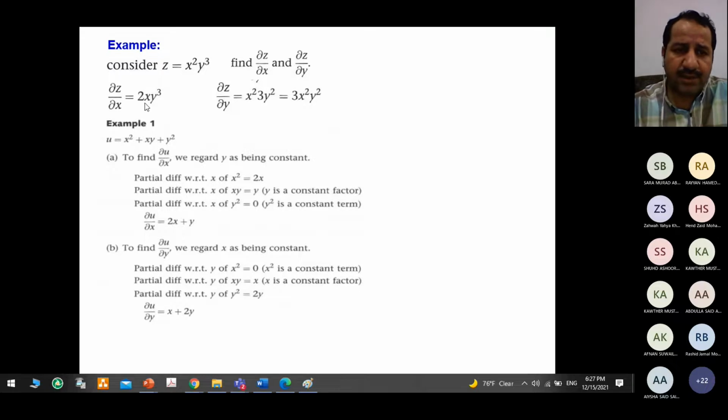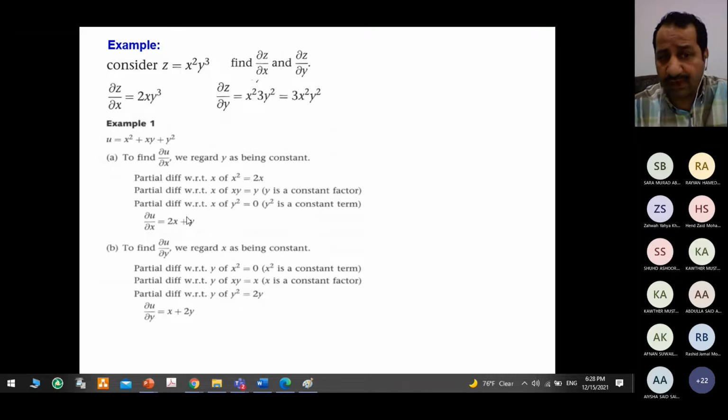Now, what if he gave me a function u in different terms, x squared plus xy plus y squared? It's very easy. We differentiate each one separately. Now, see here, partial u over partial x. He told me to differentiate this function with respect to x partially. This is x squared, its differentiation is 2x. This is xy, its differentiation is y, because y is a constant and the differentiation of x is 1. This is y squared, there is no x here, so its differentiation is 0. So at the end, I got this result.